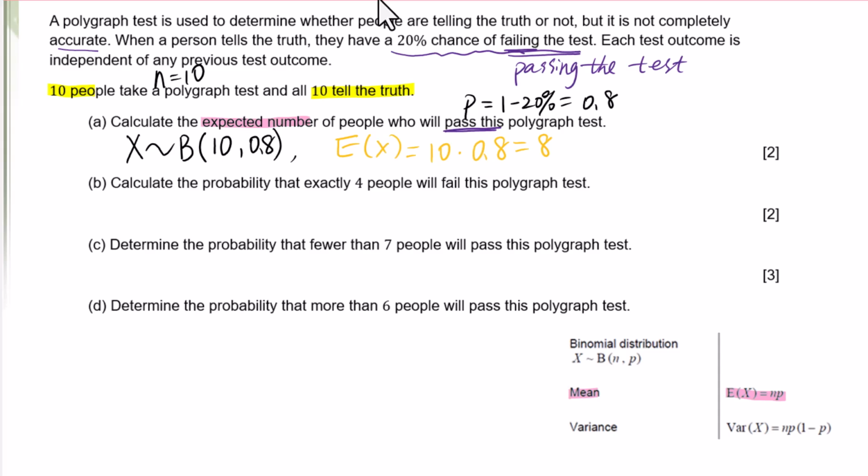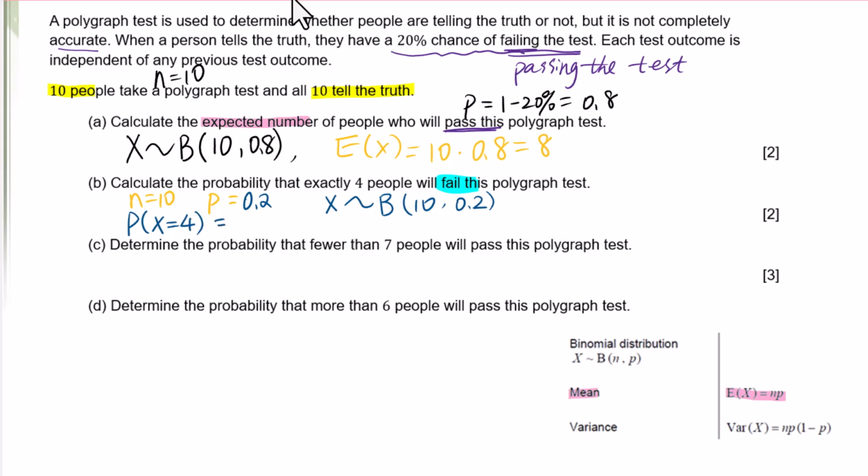equals n times p. So E of X equals 10 times 0.8 equals 8. B. Calculate the probability that 4 people will fail this polygraph test. N equals 10. Probability of the desired outcome is 0.2. So X follows a binomial distribution with 10 and 0.2 as the probability of success. We are looking for the probability of X equals 4.